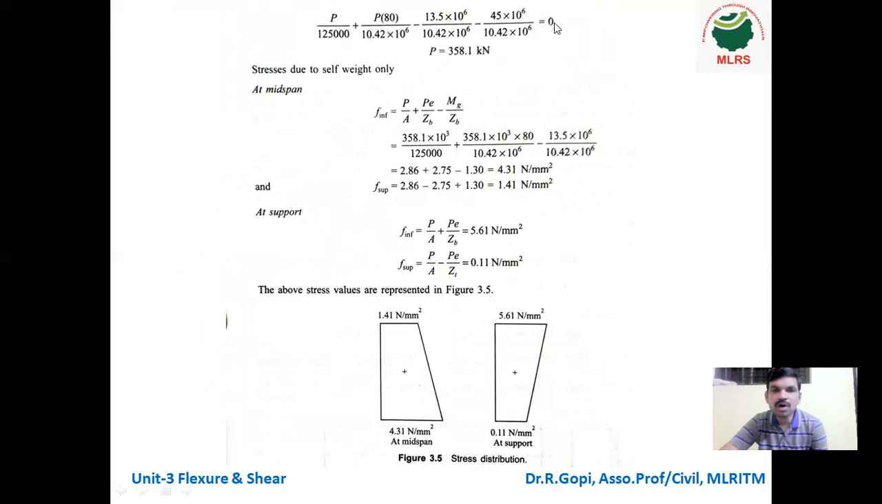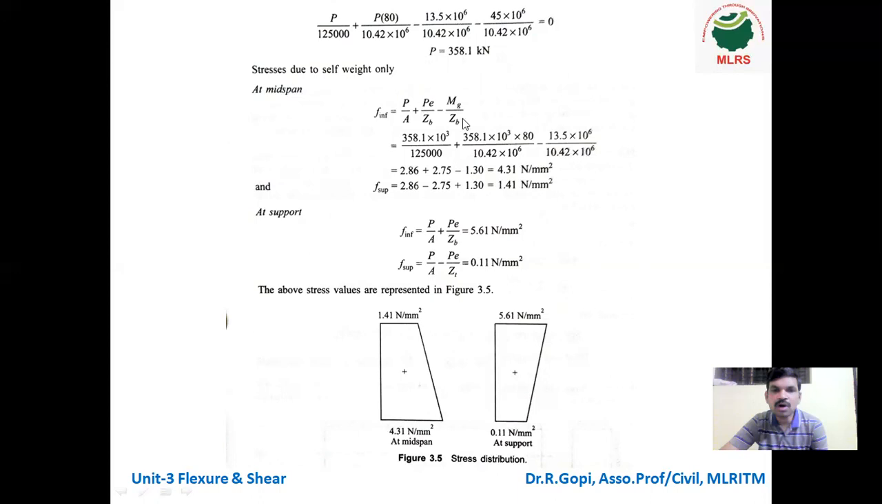So please remember, no tension condition means this equation will be equal to 0. Stress is 0. That is the no tension condition. So finally we got the prestressing force, 358.1 kilonewton is the prestressing force required. Okay. Next, stress due to self weight only.